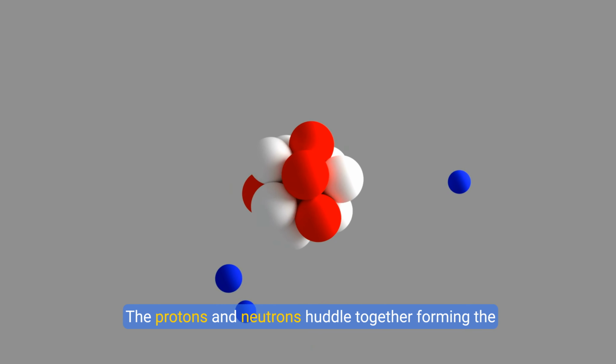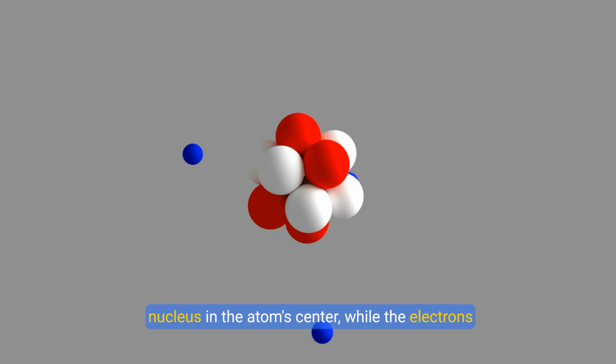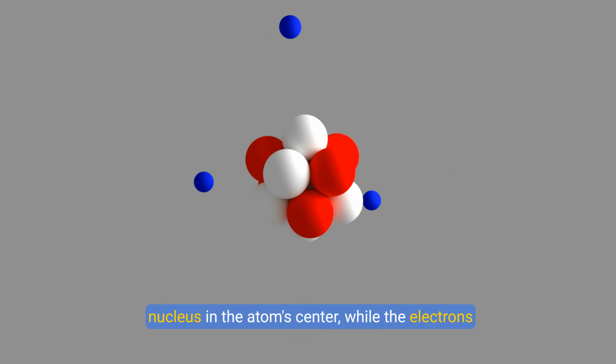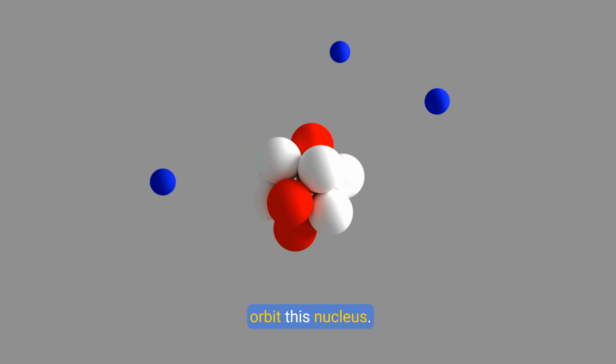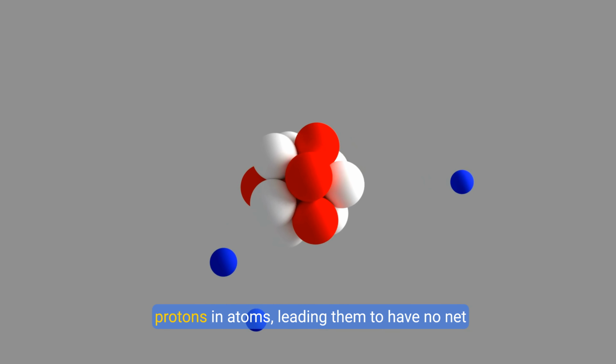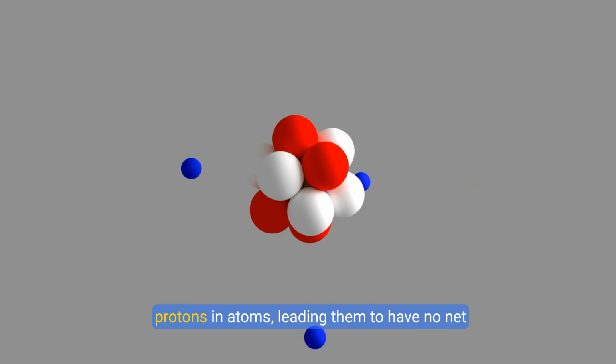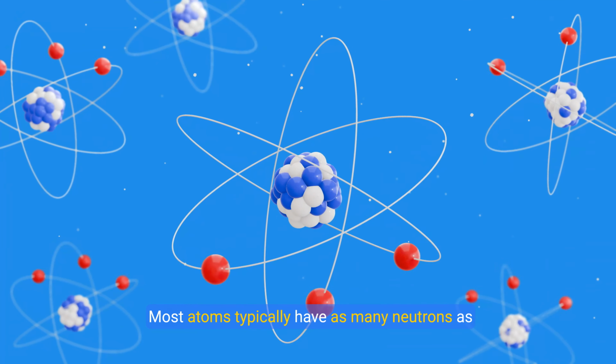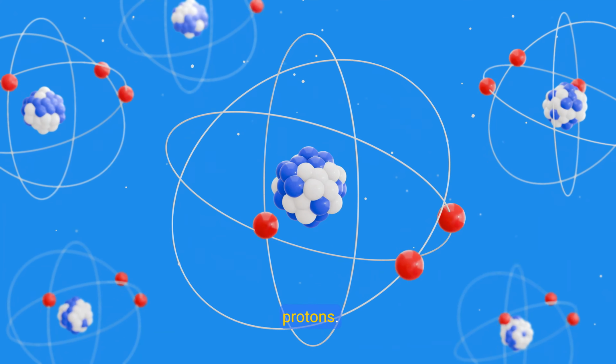The protons and neutrons huddle together, forming the nucleus in the atom's center, while the electrons orbit this nucleus. There's always an equal number of electrons and protons in atoms, leading them to have no net charge. Most atoms typically have as many neutrons as protons.